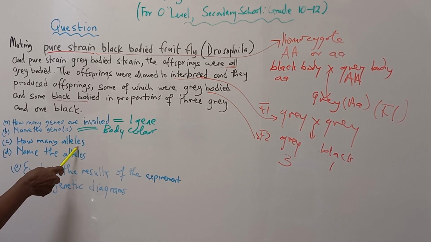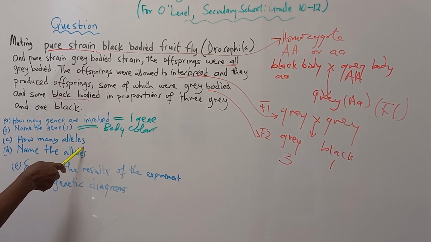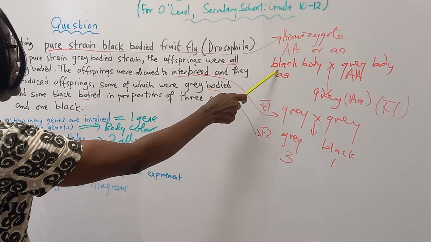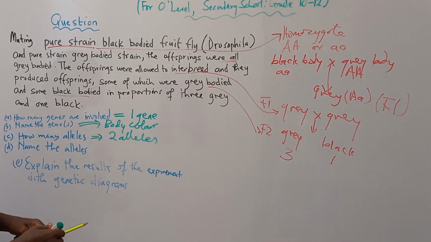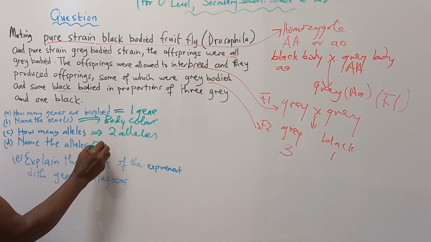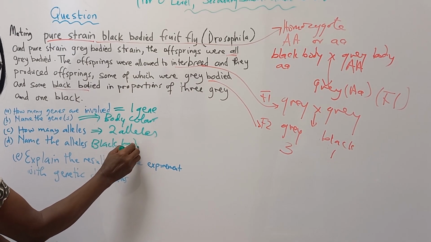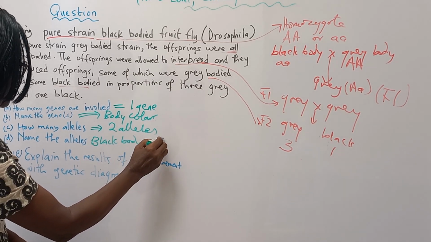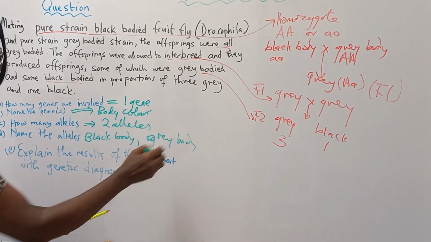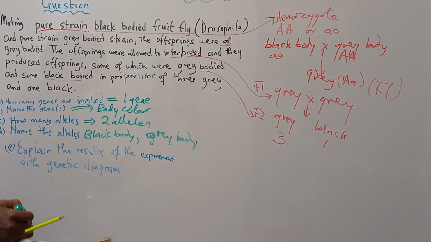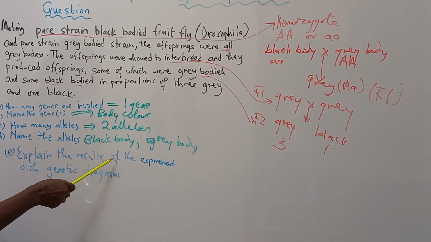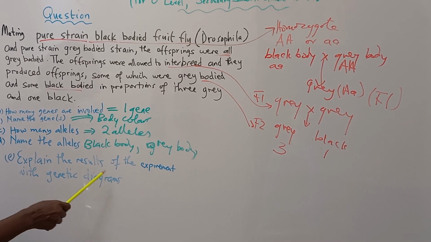How many alleles are involved? We looked at 2 alleles. You have black body and you have gray body. So the alleles are 2. And the name of the alleles are black body and then gray body. Those are the names of the alleles. And then we are supposed to explain the results of the experiment with genetic diagrams.